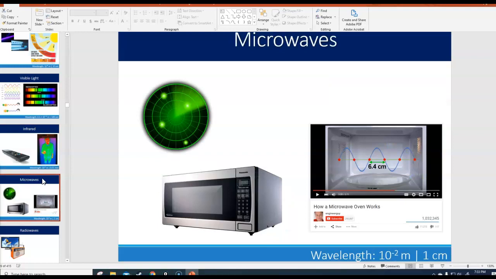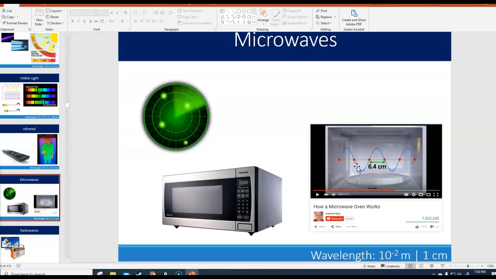Next on the EM spectrum is microwaves. Microwaves are used from everywhere from radar to cooking food. Obviously, we're all familiar with microwaves. The wavelength of microwaves tends to be pretty short, obviously enough to fit a couple wavelengths inside that little box that you have in your kitchen, somewhere around the order of magnitude of 1 centimeter.